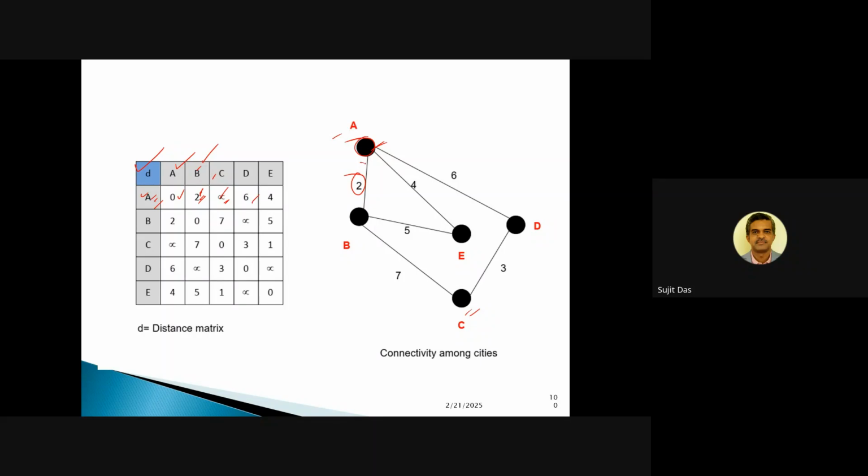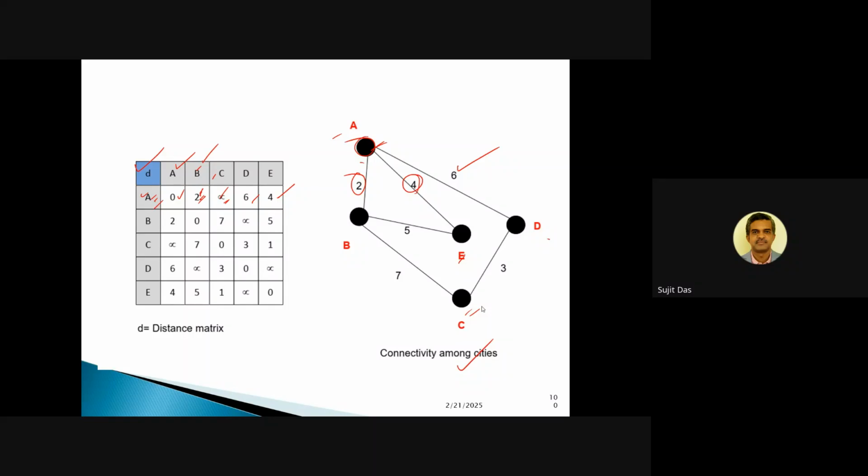A to D, what is the distance? 6. Those that are directly connected, we are considering the distance here. A to E, what is the distance? 4, directly connected. In this manner you can create a distance matrix. And this is the connectivity among all the cities. Here all cities are not connected with every other city. It is a different kind of connection. And you need to visit the cities and find the solution using the genetic algorithm.